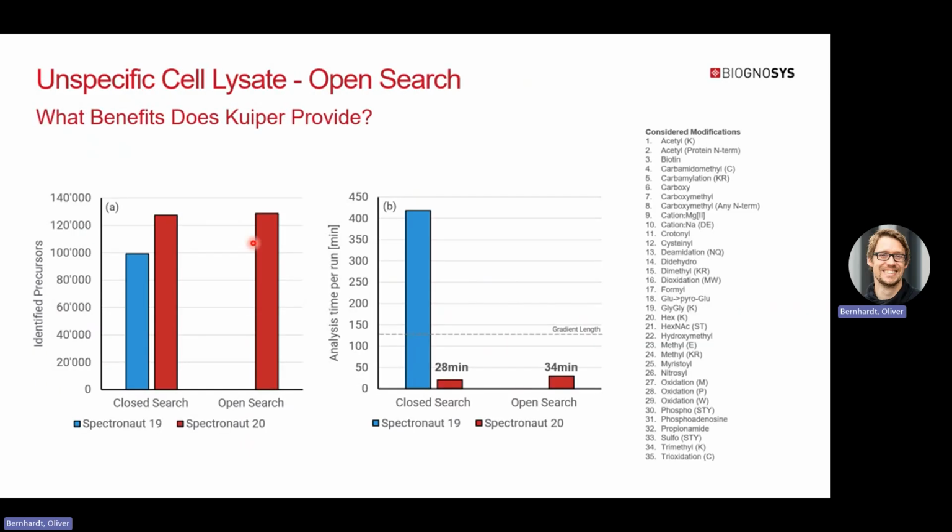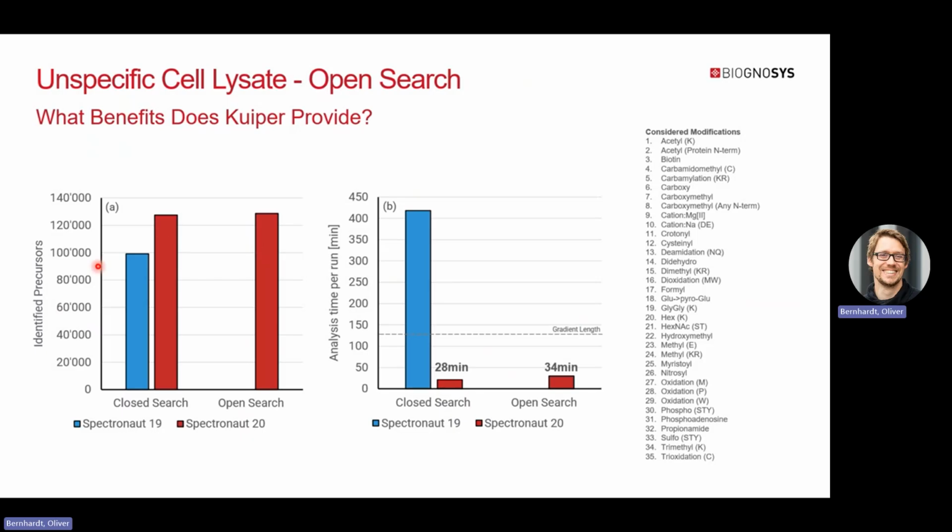One other really cool thing about Kyper is that it's not only a fast unspecific search, but it's by design an open modification search engine, which means that you can now do an unspecific open search on, for example, in this case, a human cell lysate, which is an astronomically large search space.